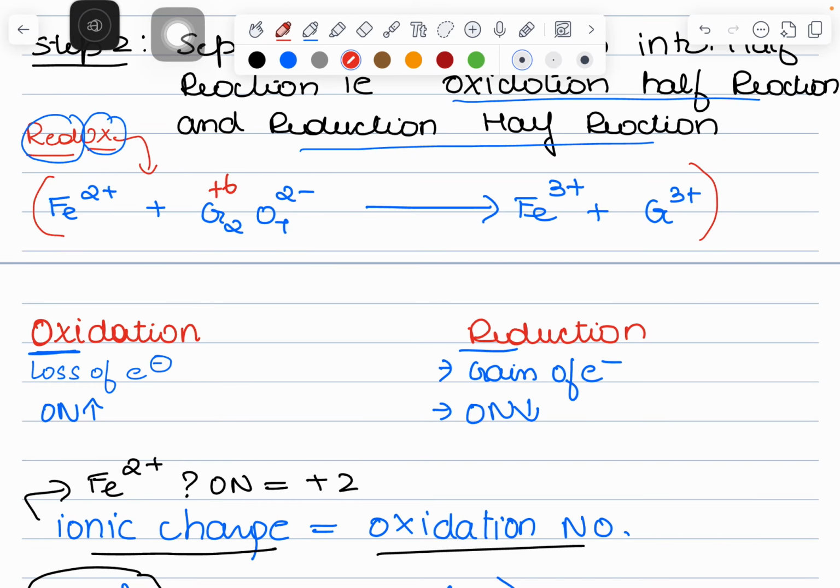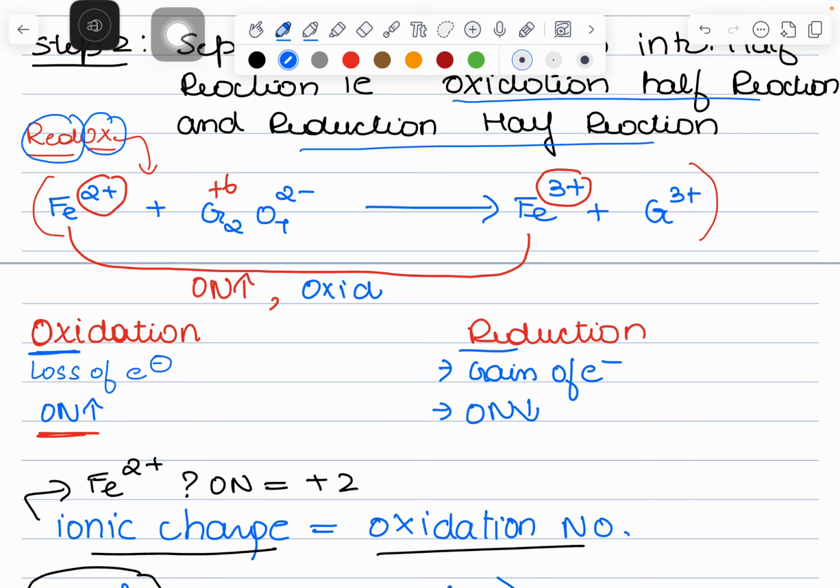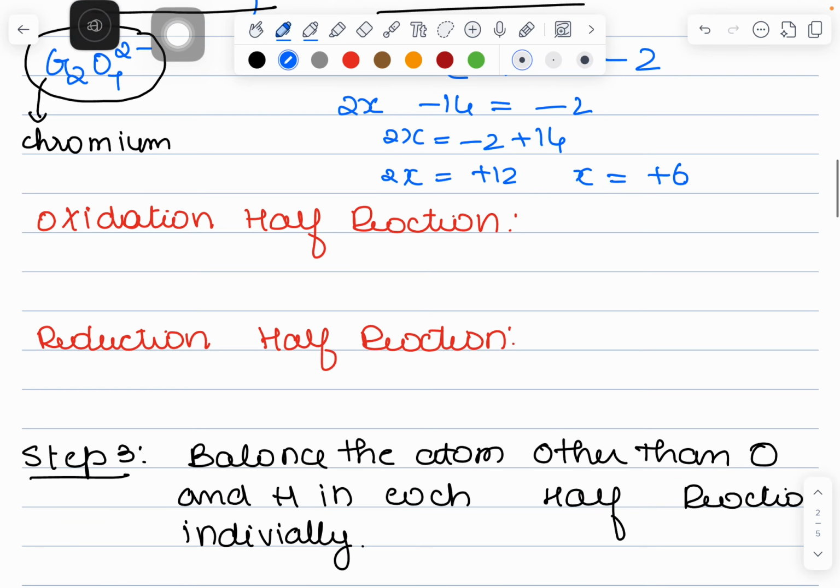Now Fe2+ converts into Fe3+, from plus 2 to plus 3, so the oxidation number increases. If the oxidation number increases, then it is oxidation. So this part is the oxidation half reaction. Let's write the oxidation half reaction: Fe2+ to Fe3+.